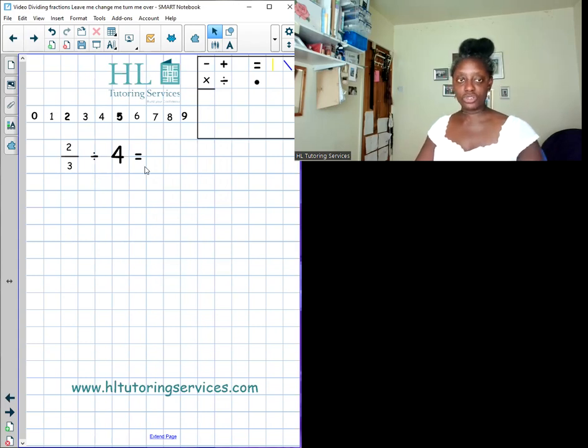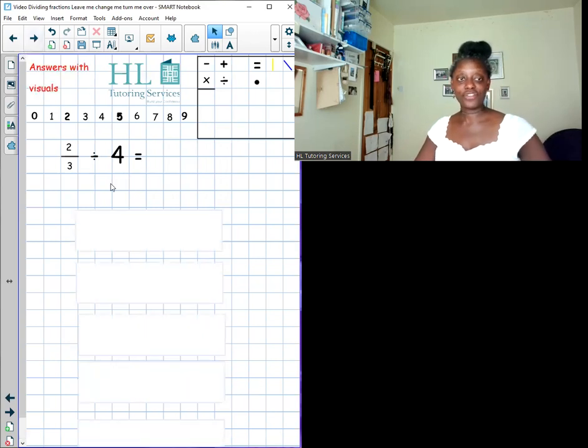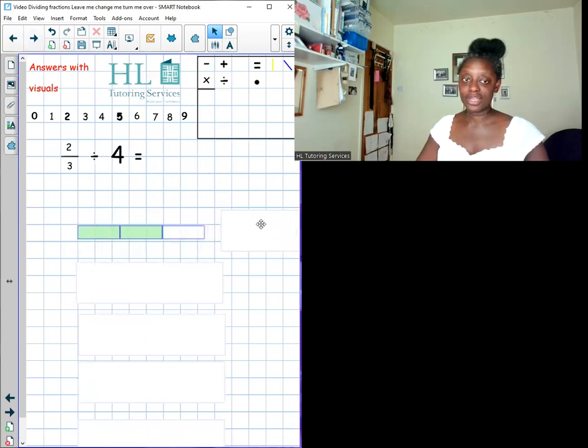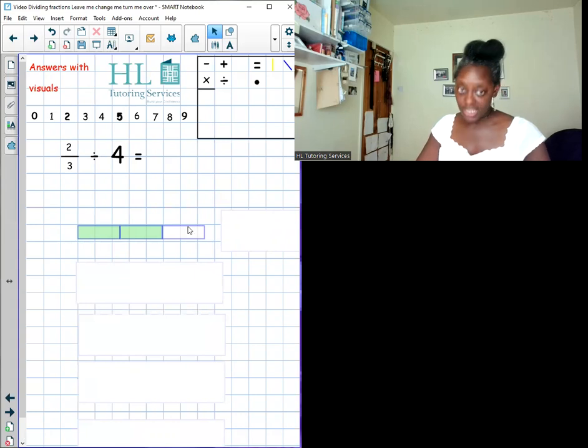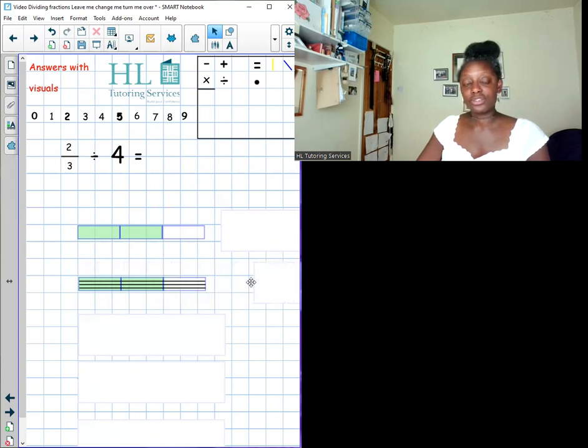So if you're not sure what to do, you can do it visually. So here I have got 2/3. So that is my whole shape, and I've divided it into 3 equal parts and shaded in 2. So the green is 2 out of the 3, and each part is worth 1/3. They're equal parts. All right, and then what I'm going to do is divide that into 4 equal parts. So the 1 equal part, 2 equal parts, 3 equal parts, 4 equal parts.